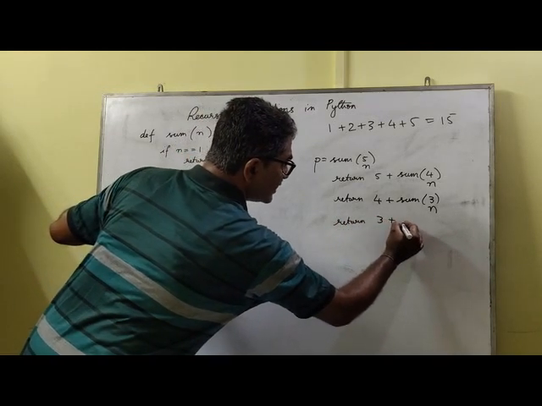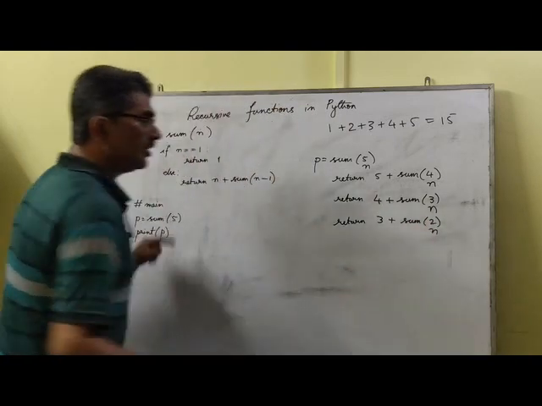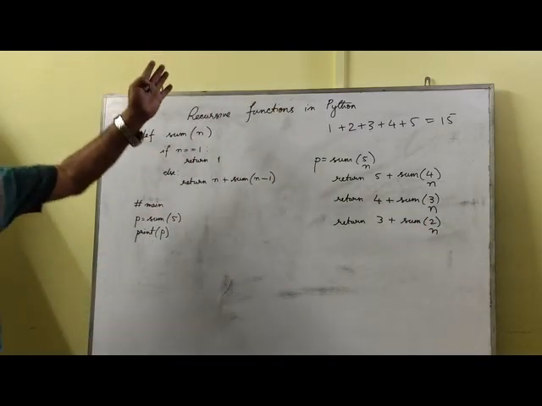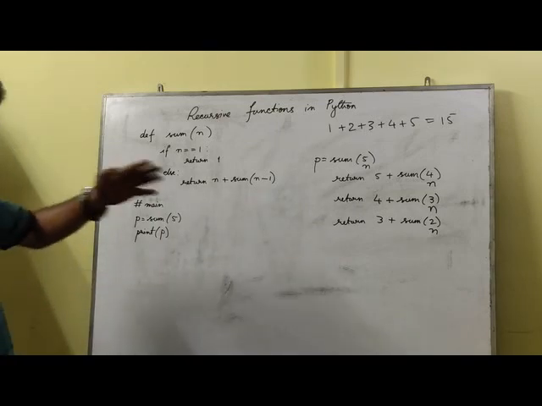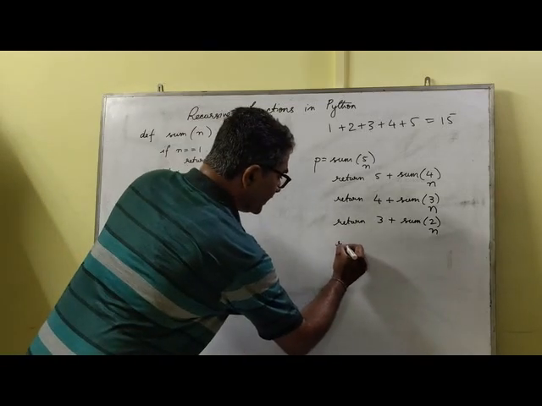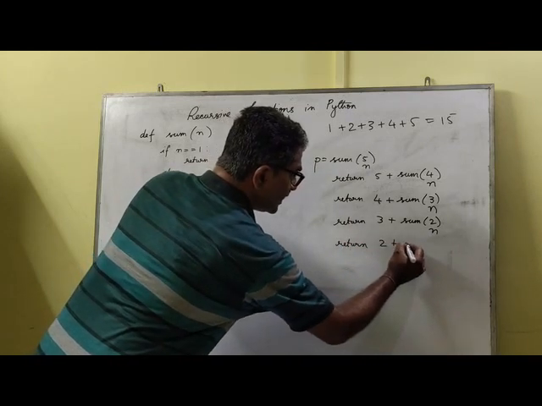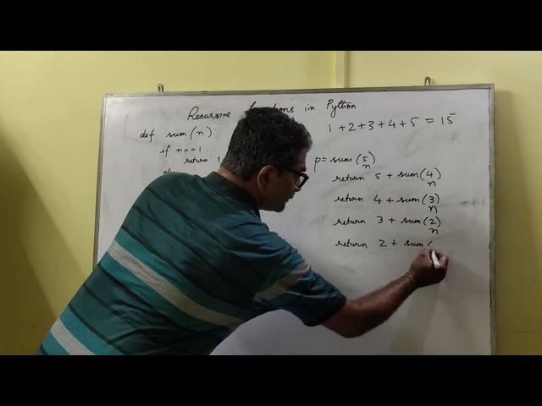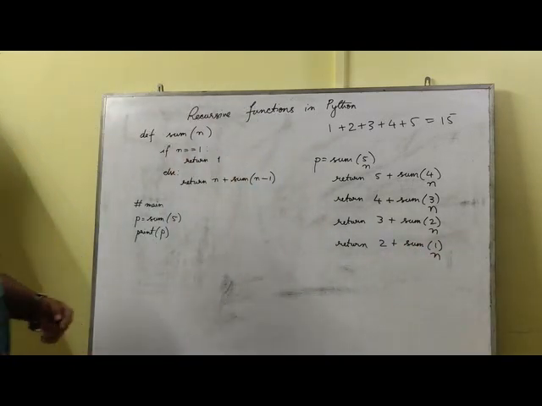3 plus sum 2. And this is the new value of n, which has nothing to do with the previous values of n. It is occupying a separate memory location. This again, in the meanwhile, is going to return 2 plus sum 1. And now you see a unique thing happens.